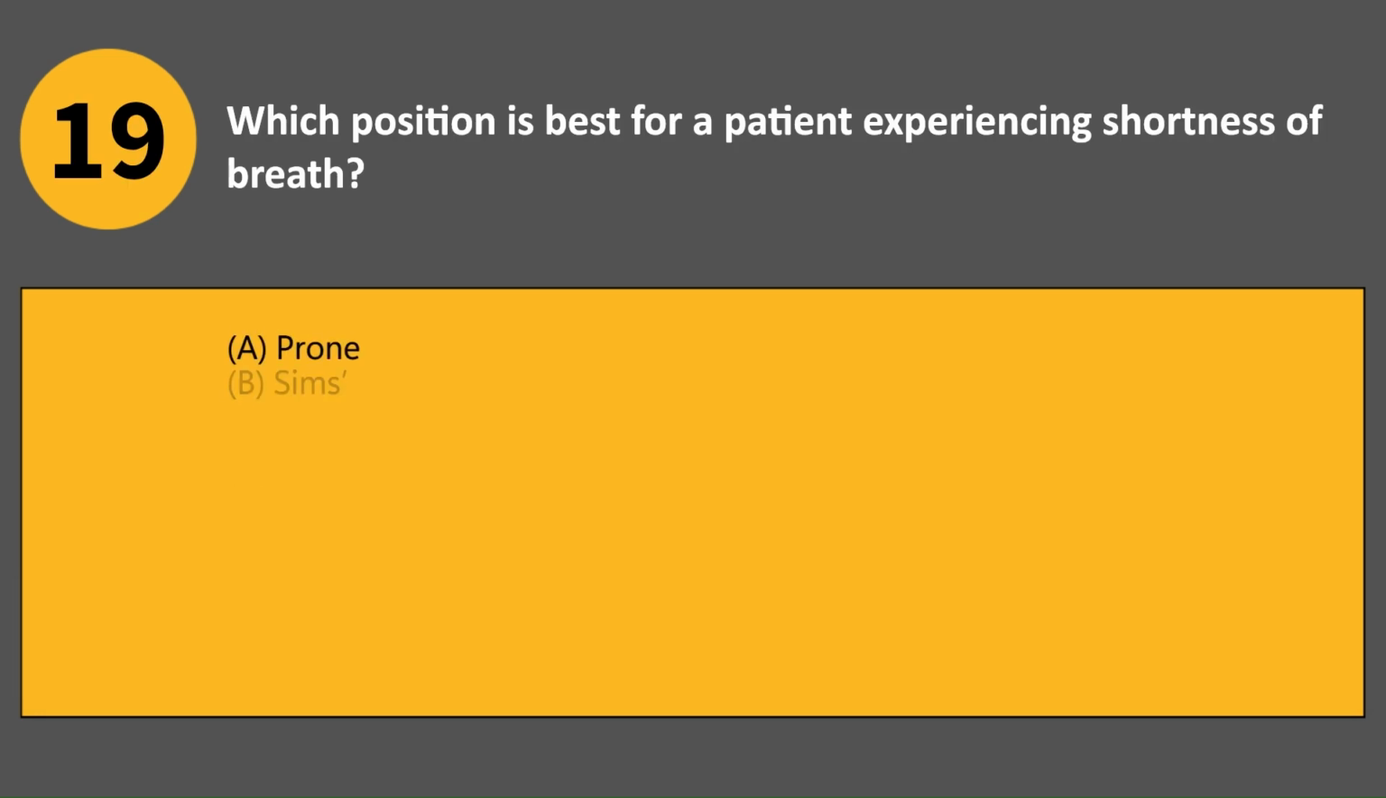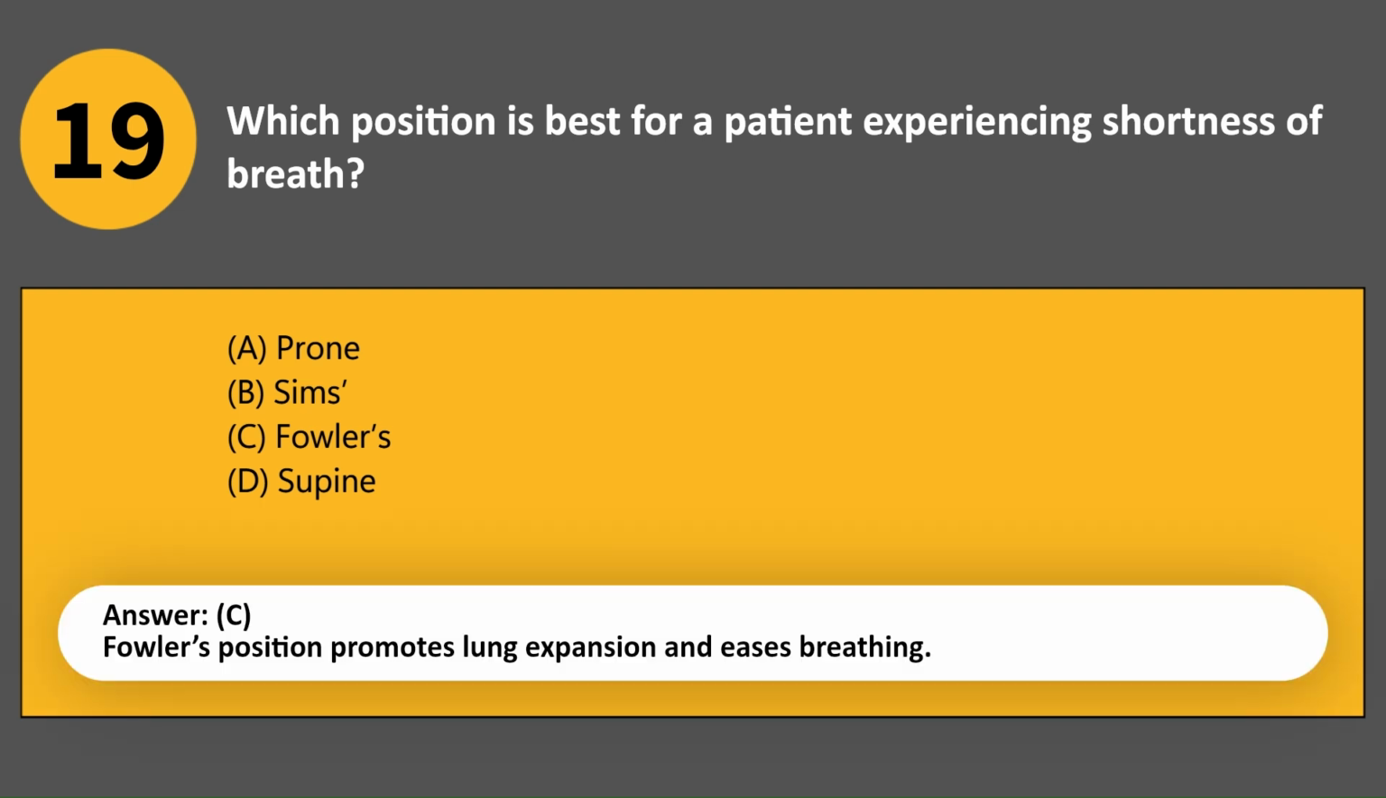Which position is best for a patient experiencing shortness of breath? A. Prone. B. Sims. C. Fowler's. D. Supine. Answer, C. Fowler's position promotes lung expansion and eases breathing.